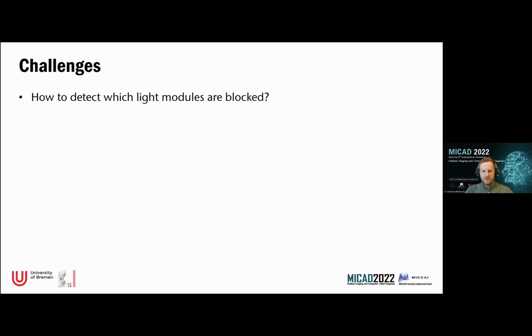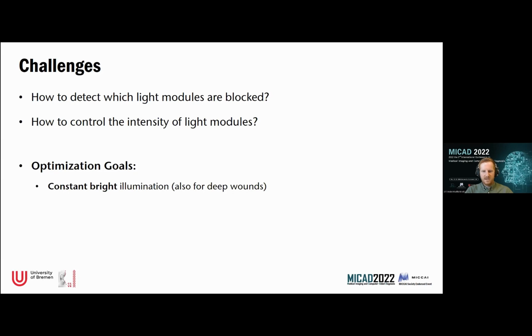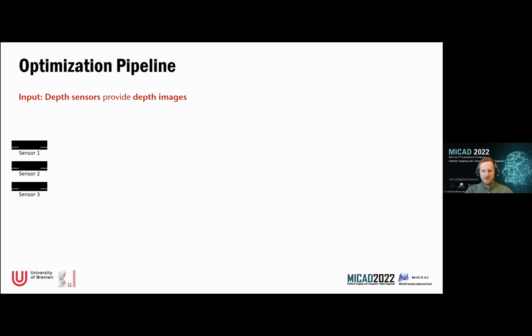So, how to detect which light modules are blocked and how to control the light modules by that information to obtain our optimization goals, which are constant bright illumination, which is free of shadows by bodies and heads of surgeons and the OR staff, not to distract surgeons by light changes, and an optimization in real time so that the light reacts immediately to the environment. To solve these challenges, we created an optimization pipeline where the depth images provided by the depth sensors are used as input.